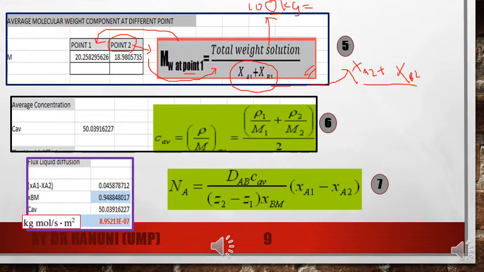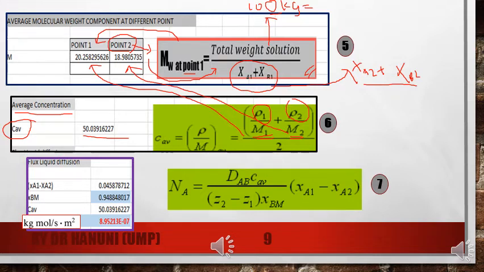Now let's move to the next step, where you need to determine the average concentration, the CAV. Again, here is the formula. So rho 1 and rho 2 are provided in the question. Again, refer to the previous slide, the input slide. And the molecular weight average at point 1 and point 2 is actually calculated from this step. This is M1 and the other one is M2. Then you manage to get the C average at 50.04.